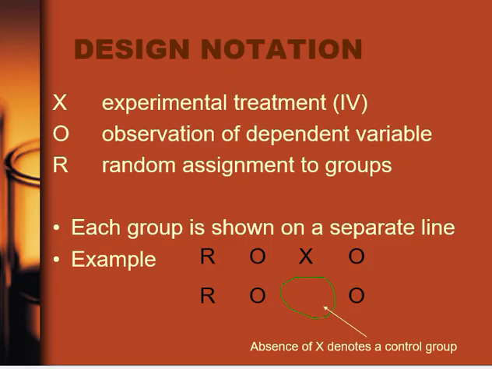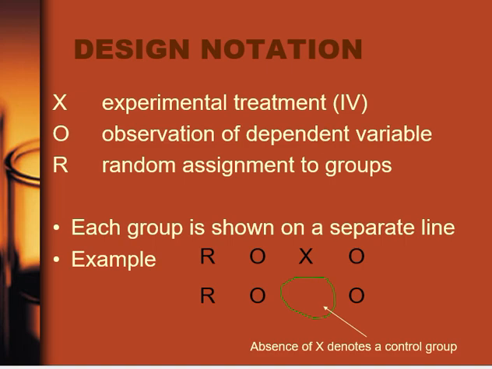But this is design notation. So the X indicates the experimental treatment or the independent variable, or the condition is another word for it. O represents the observations of the dependent variable, so like your testing that you're actually doing. And R represents random assignment to groups. Each group is shown on a separate line.